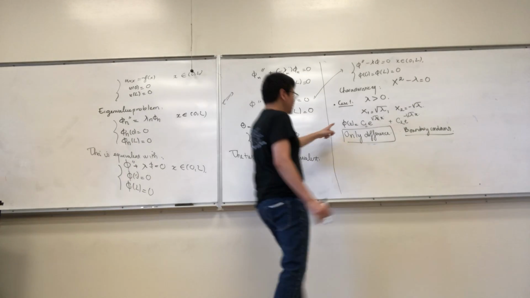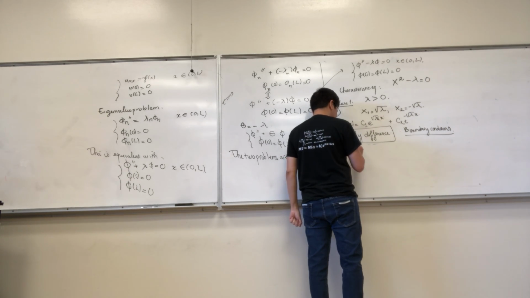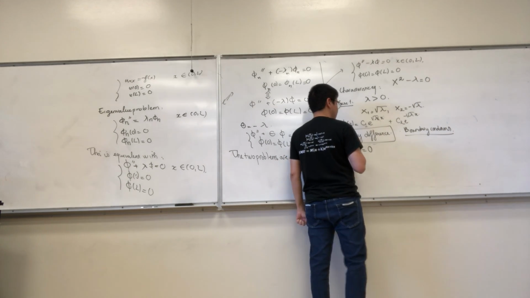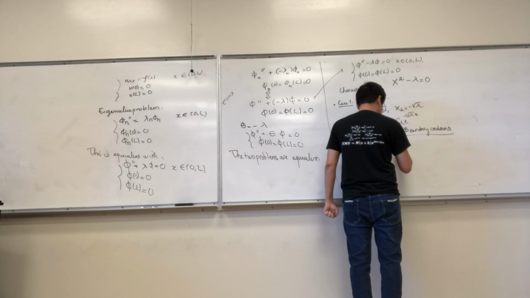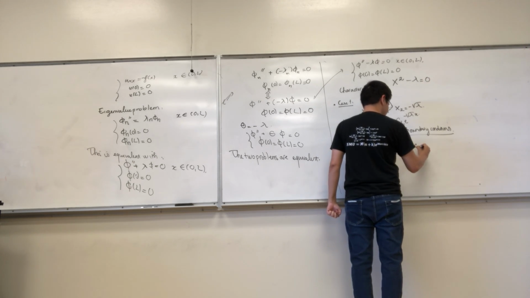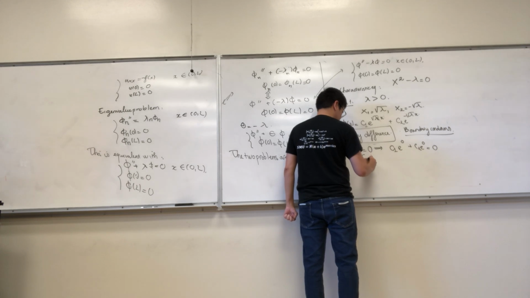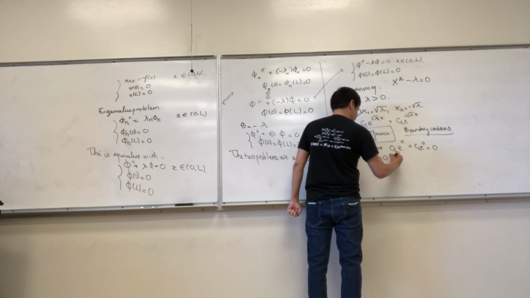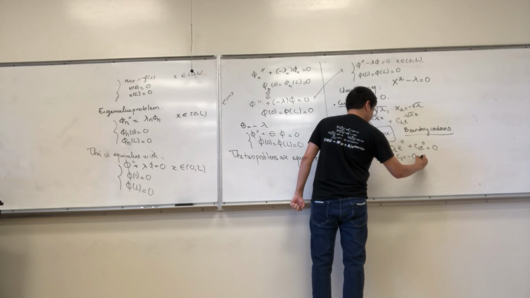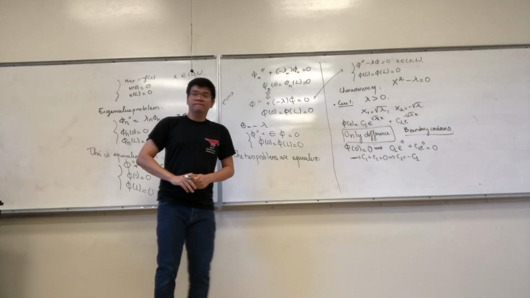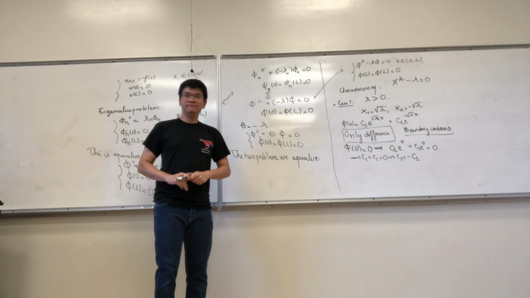Right? So now I'm going to use the boundary condition at 0. phi of 0 is 0, which means that C1 times 1 plus C2 times 1 is 0, which means that C1 plus C2 is 0. So C2 is minus C1. All right? Good.